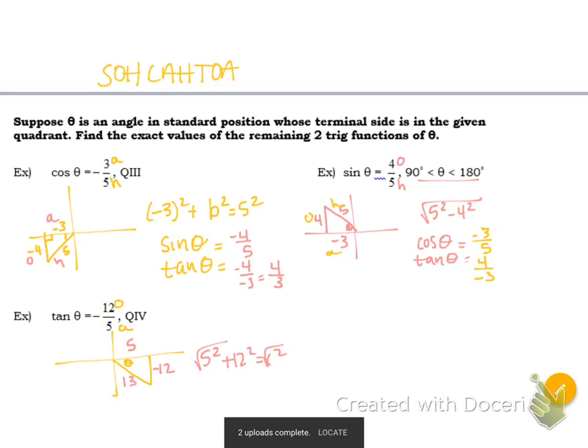I'm going to label opposite, adjacent, hypotenuse. So my sine of theta, my cosine of theta. So my sine of theta is opposite over hypotenuse, so negative 12 over 13, and cosine is adjacent over hypotenuse, so 5 over 13.